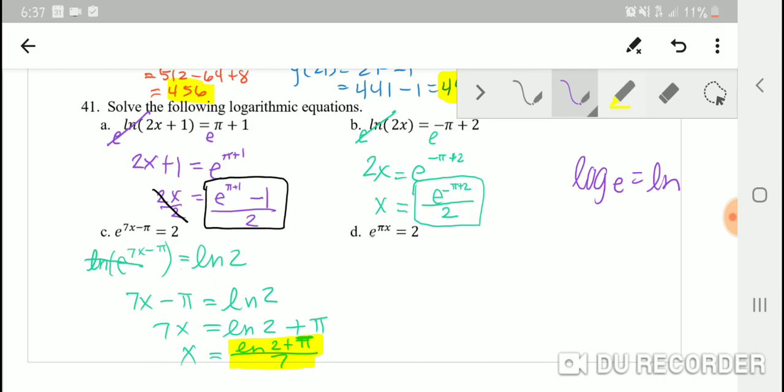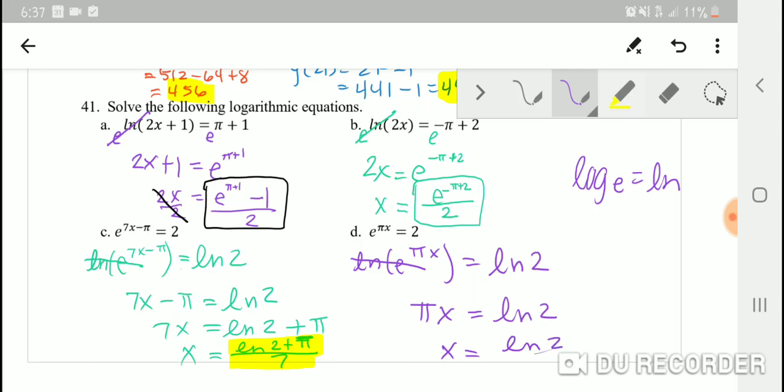And then I have the same problem in letter D. I need to take the natural log of both sides. Since it's an exponential form, the inverse is a log. Natural log and the base of e cancel. So you're left with pi x equals natural log of 2. Divide by pi. So your answer is natural log of 2 over pi.